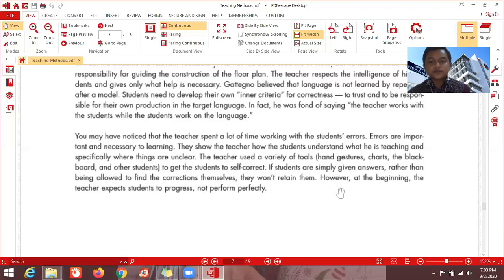Okay? At the beginning, the teacher expects students to progress, not perform perfectly. So yeah, you cannot expect students to do their things by themselves and do the activities perfectly, but of course, they need to progress. That's the silent way, basically.